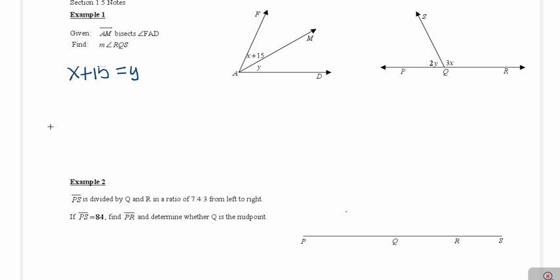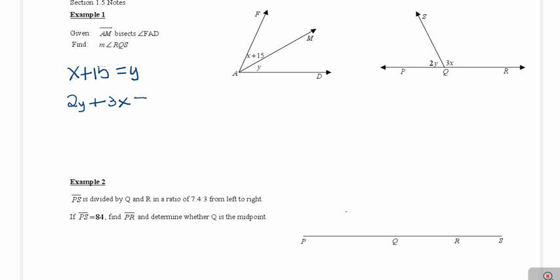So let's look at the second diagram. We can assume PQR is a straight angle, which means it adds to 180 degrees. So if I add those two angle measures together, they have to add to 180. So my second equation is 2y plus 3x equals 180.